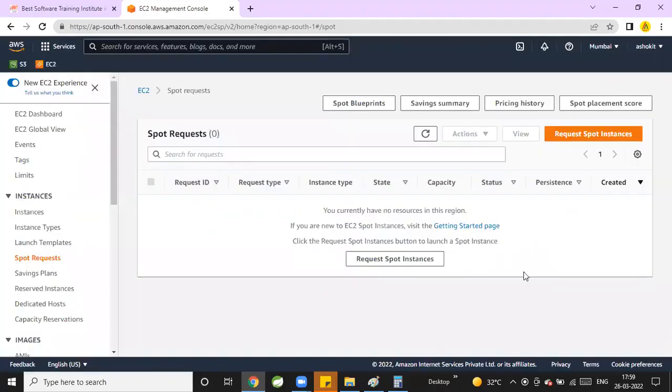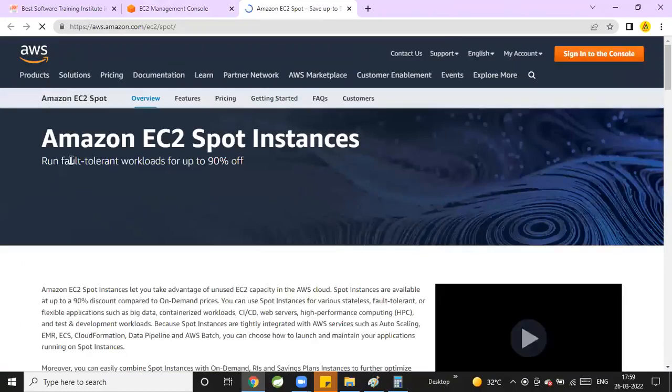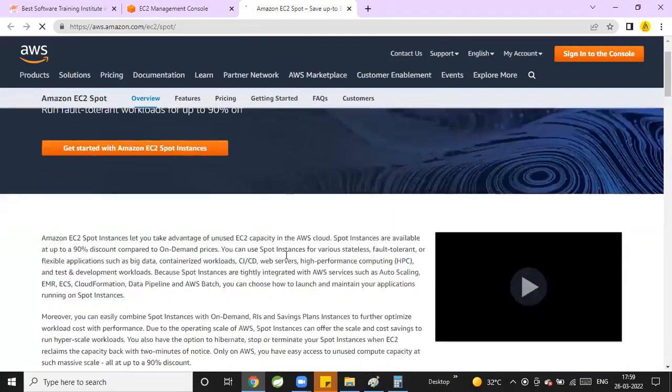Spot instance means if there is any bidding going on in AWS for the instances, huge capacity instances coming for a cheaper price, then you can go for this spot request. If you keep a spot request for spot instances... You currently have no resources in this region. If you are new to EC2 spot instances, visit the getting started page. They're giving you documentation also about Amazon EC2 spot instances.